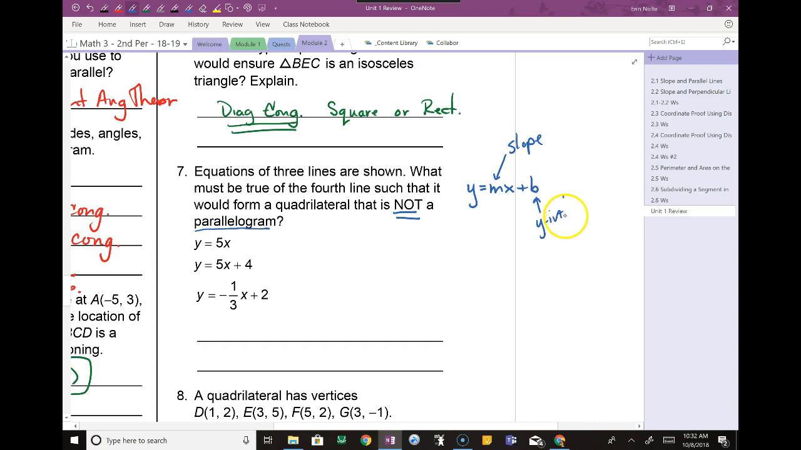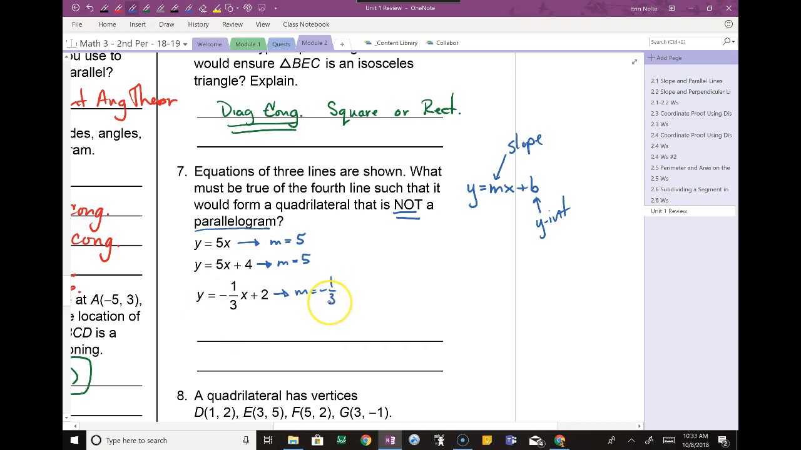We could draw these lines and look at it graphically, but I don't think we need to. We're just thinking about parallel lines, and if you remember anything about parallel lines, we have to be working with same slopes. I know that the opposite lines have to be parallel. If I look at this first equation, the slope is the value in front of the x, so the slope would be 5. The slope for the second equation is also 5. So those two lines are parallel. The third line, the slope is -1/3.